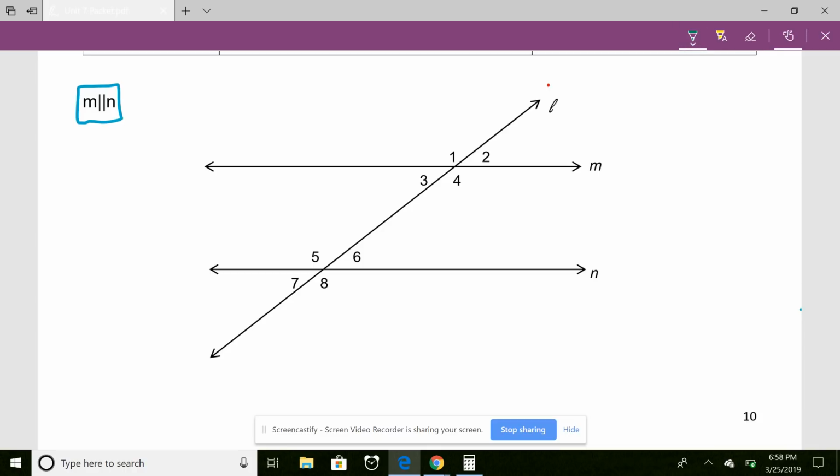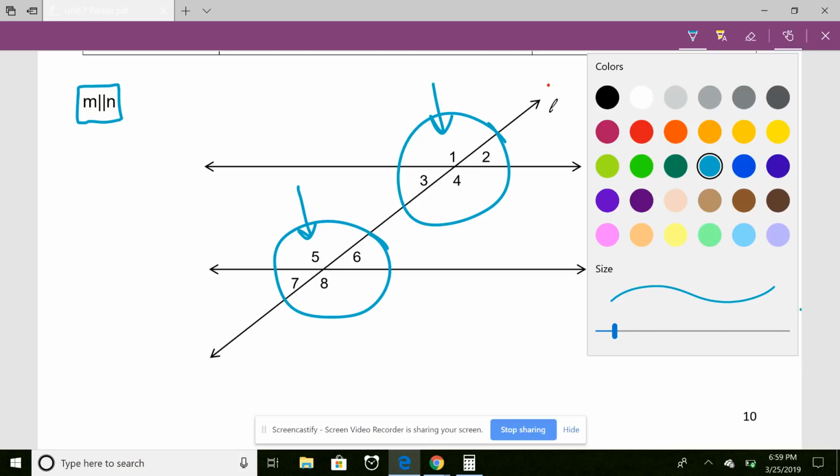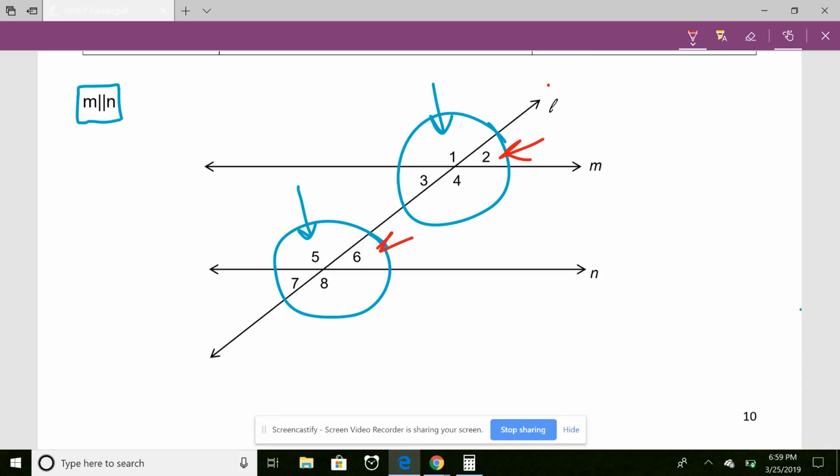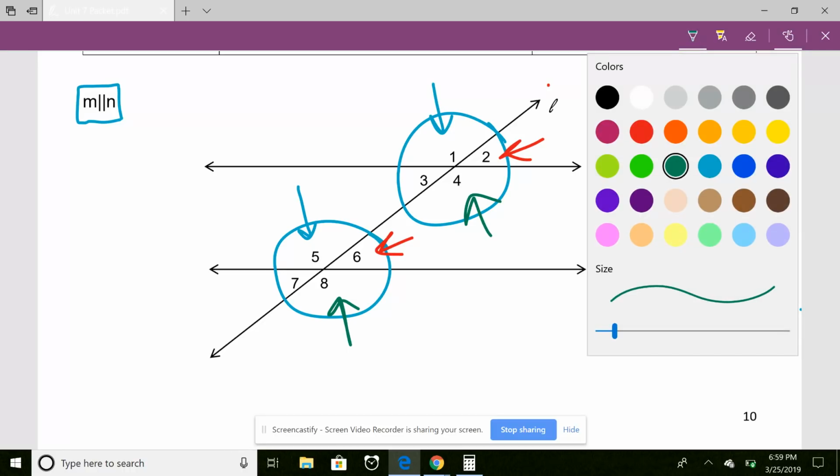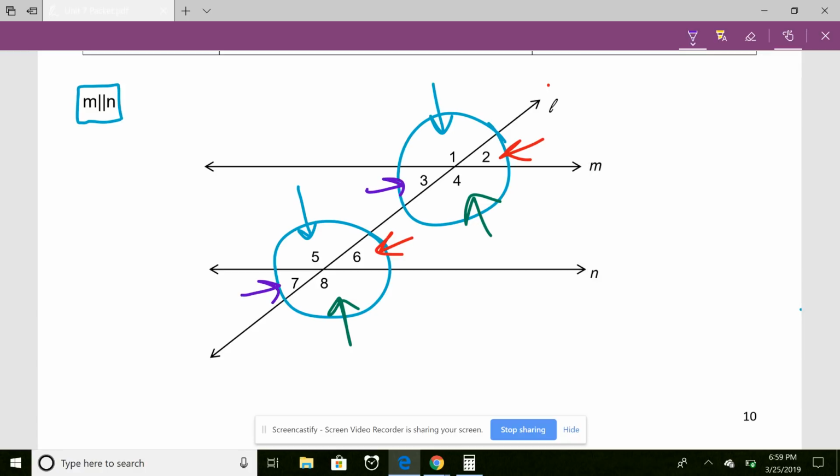The last type I want to call out is corresponding angles. To help me see where the corresponding angles are, I draw a circle around the two intersecting points of the transversal. The corresponding angles are the angles in the same location of each circle. For example, 5 is in the top left and 1 is in the top left of this circle. They are both in the same location, and they're both obtuse, so they are congruent. Number 2 is in the top right, and number 6 is in the top right. Those are corresponding angles. They are congruent. Number 8 is on the bottom right and number 4 is in the bottom right of the circle. They are congruent. And the last one, number 7 and number 3, are in the bottom left of the circle. They are corresponding and congruent.